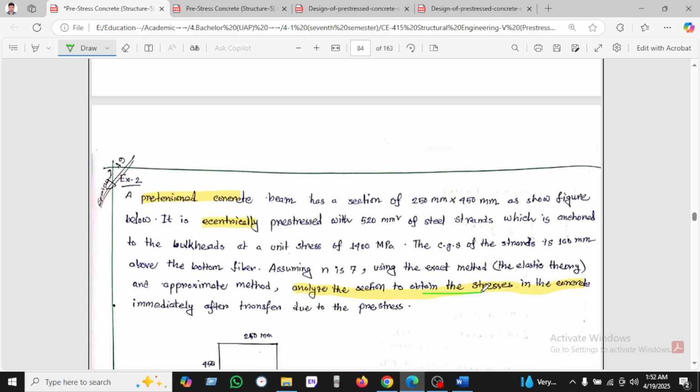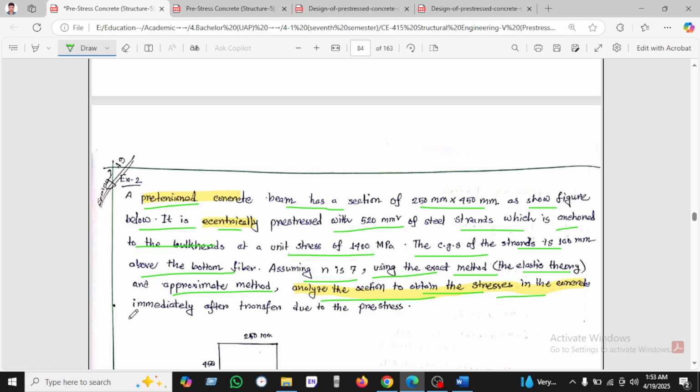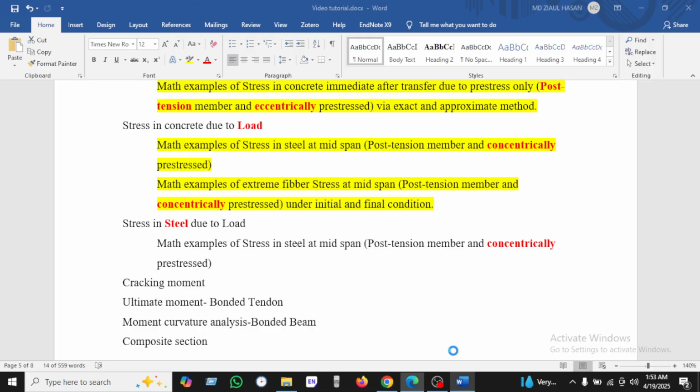So analyze the section at the station pretension. So another example you can see here. The pretensioned concrete beam is given here and shown in the figure below. The eccentric prestress is given here, and the anchor and the unit stress are given here, and the CGS of the strand is above the bottom fiber, 100. Assuming n is 7, using the exact method, the elastic theory and the approximate method, analyze the section, obtaining the concrete stress immediately and after transformation due to prestress.